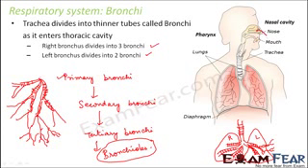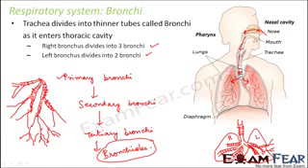Now also try to understand the path which air will follow. Air will come inside our body through the nasal openings, the nostrils. Then it will get into the nasal cavity. From the nasal cavity it will come into the pharynx. From the pharynx it will come into the trachea. From the trachea it will come into the bronchi. From the bronchi it will get into the bronchioles.